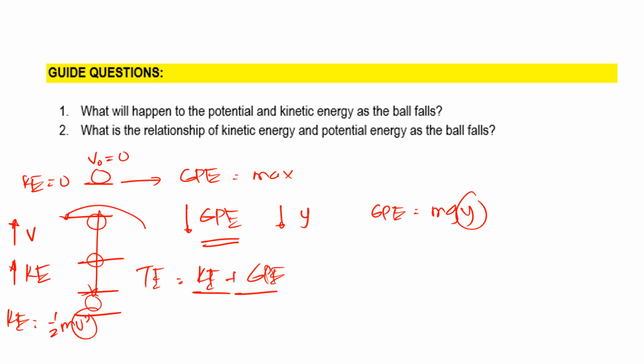What is the relationship between kinetic energy and potential energy as the ball falls? What can you say about the relationship? Kinetic energy is inversely proportional to the gravitational potential energy. With an increase in the kinetic energy, there will be a decrease in the gravitational potential energy, and vice versa. So that's the relationship: they are inversely proportional.